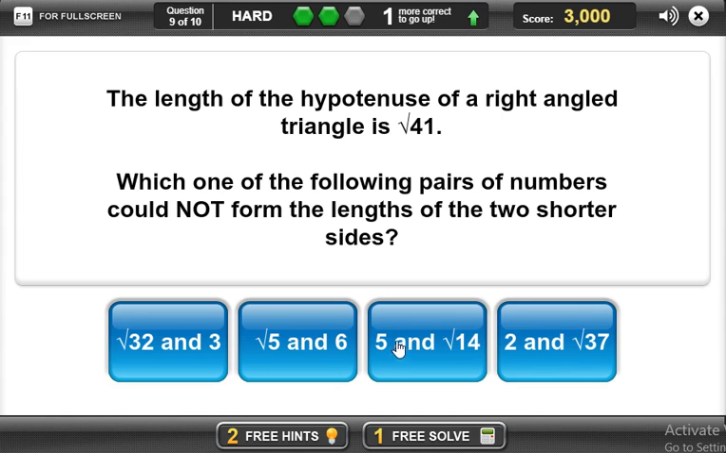That's okay. 5 squared is 25 plus the square of this will cancel it out. So 14 plus 25. 14 plus 25 is going to be 39, so it's not going to work, so we'll click on that one.